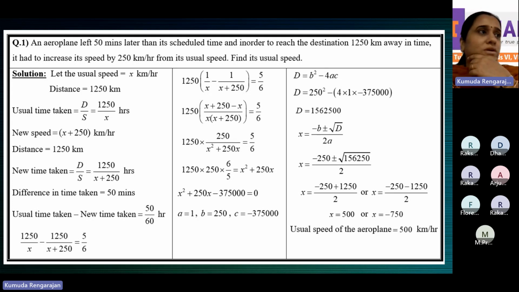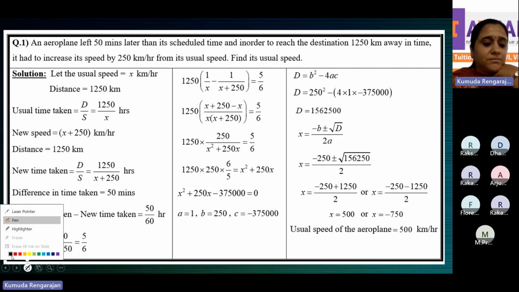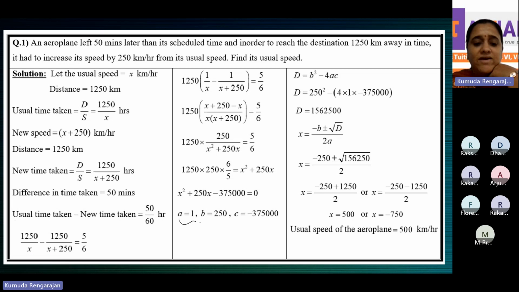I have used the quadratic formula. So to use the quadratic formula, you need the values of A, B, and C. Then put it in the formula. And I always find the discriminant separately. See, after writing the values of A, B, and C, I'll always find D. Now x is equal to minus b plus or minus root d by 2a, correct? Then put it in the formula.